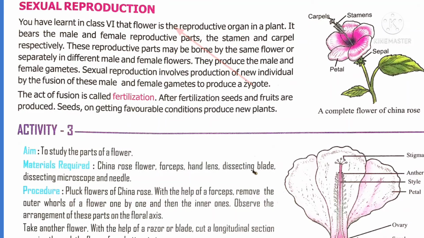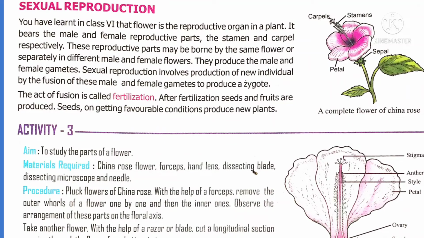Today, we are going to discuss sexual reproduction in plants. We know that the flower is the reproductive organ of a plant. In the sexual reproduction of a plant, the flower plays a major role in the production of a new baby plant. How does it happen? You know that inside the flower, the seed is embedded. From the seed develops a new baby plant.